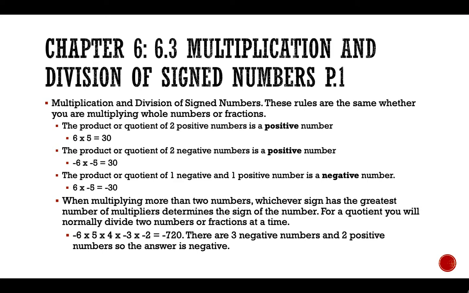When multiplying more than two numbers, whichever sign has the greatest number of multipliers determines the sign of the answer. For a quotient, you will normally divide two numbers or fractions at a time. As an example, negative 6 times 5 times 4 times negative 3 times negative 2 equals negative 720. There are three negative numbers and two positive numbers, so the answer is negative.